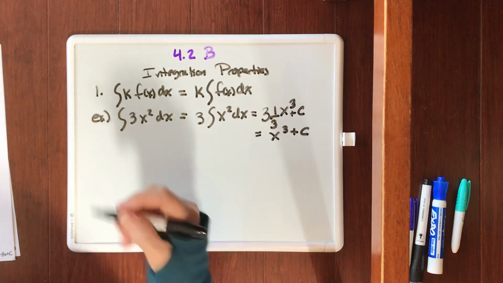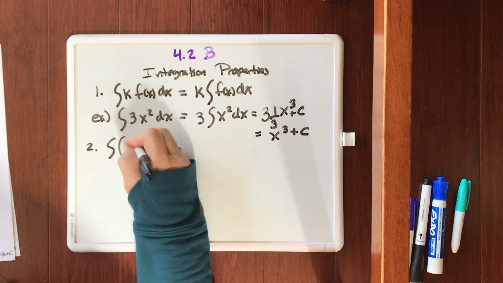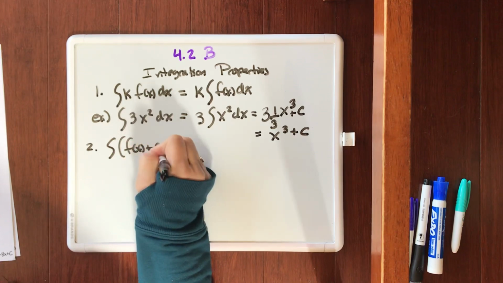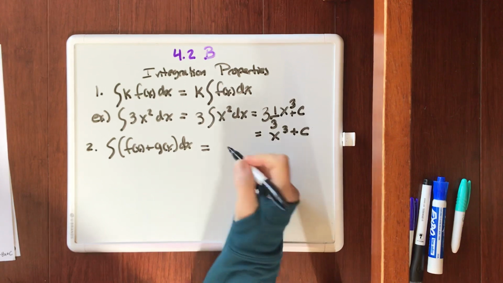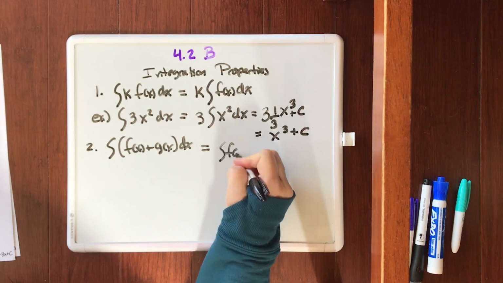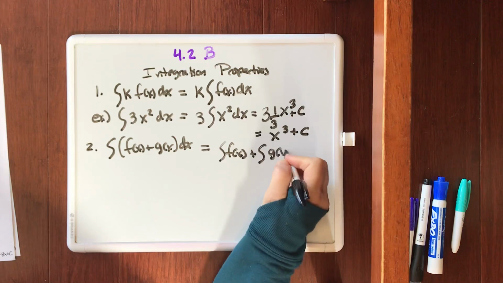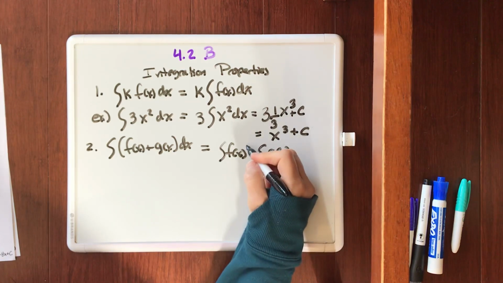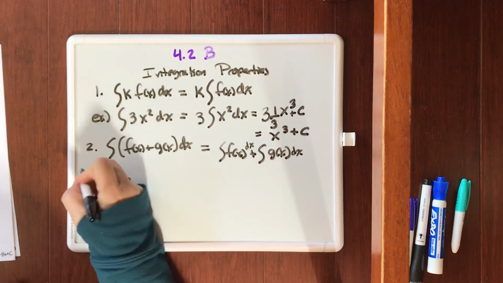All right, so the next property, if we integrate f of x plus g of x dx, the property states that we can integrate f of x plus the integration of g of x. And we need dx's in there. All right, so here's an example.